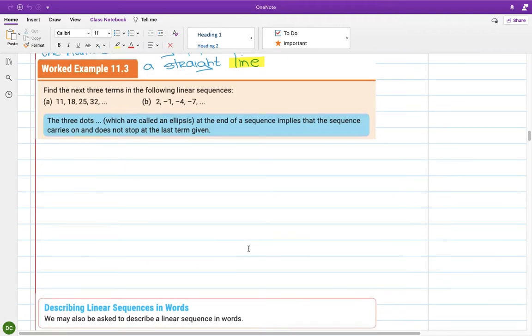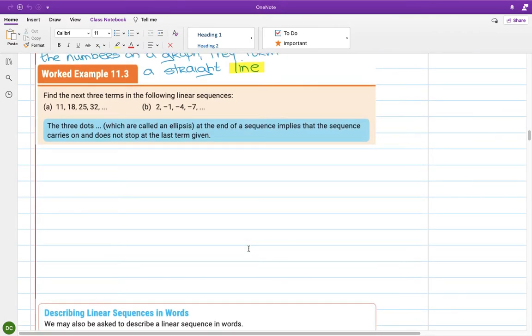A couple of questions to predict the next terms. Okay, so let's have a look. We have 11, 18, 25, and 32. According to the question, these are linear sequences. If they're sequences, that means they're patterns, and if they're patterns, that means they're predictable. So we can get the next term.